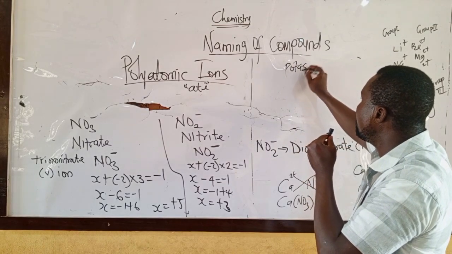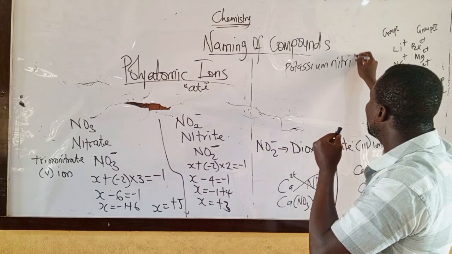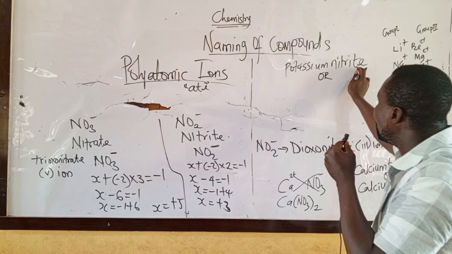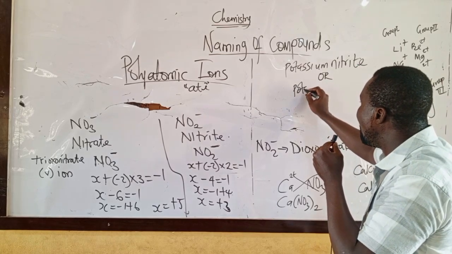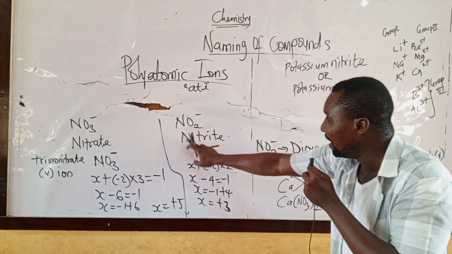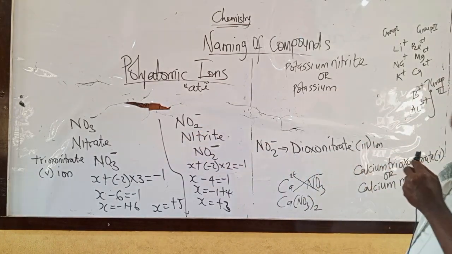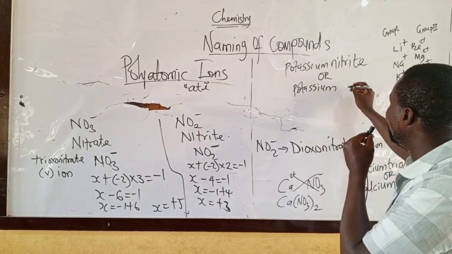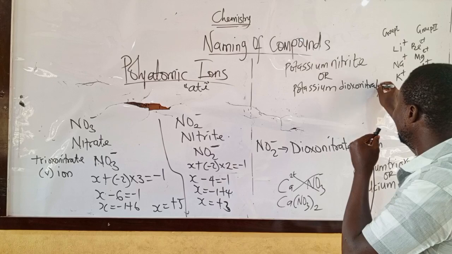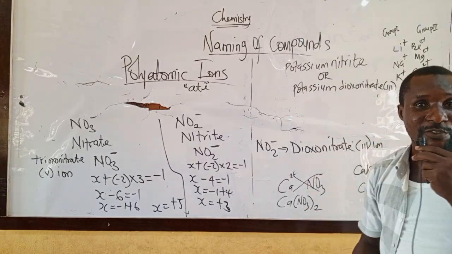Potassium nitrate. Can you see this one now? Another name for potassium nitrate is potassium... What is nitrite? Nitrite is NO2 minus, which is dioxonitrate 3. I can say it's the same as potassium dioxonitrate 3. Potassium nitrite is the same thing as potassium dioxonitrate 3.